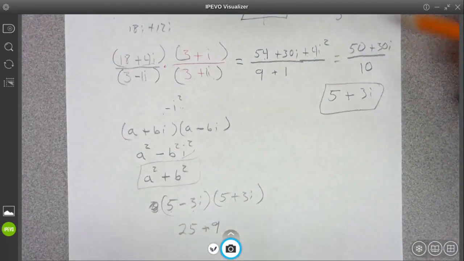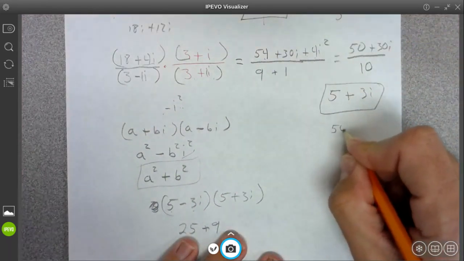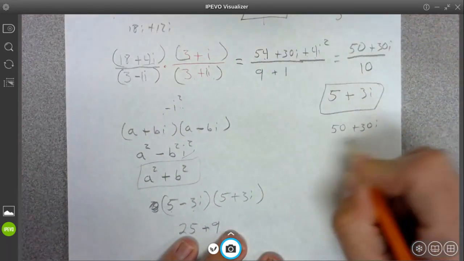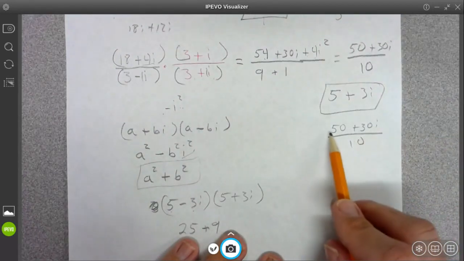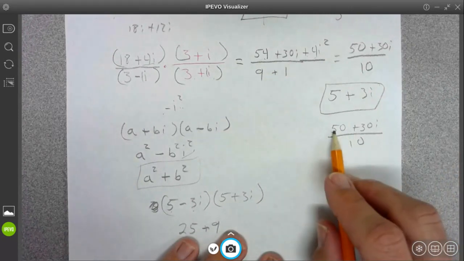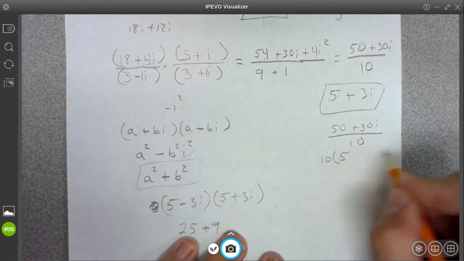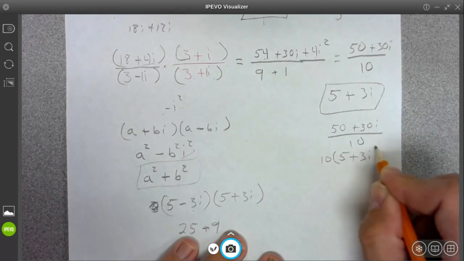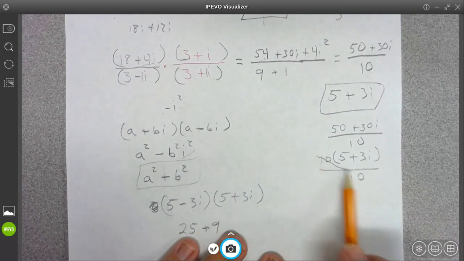Now, I just want to mention the reason we can divide them out. This is what's actually happening, so that way you don't think it's just something magical. What we're doing is at the top, we're factoring out a 10. So we're taking a 10 away from both of those. So it becomes 10 times (5 plus 3i) over 10. And then that's why those 10s are able to cancel.